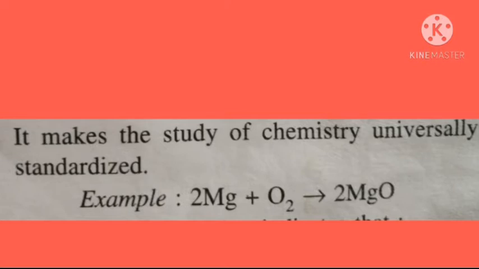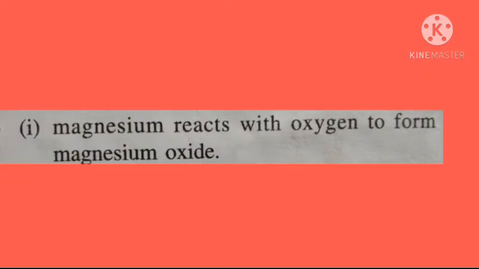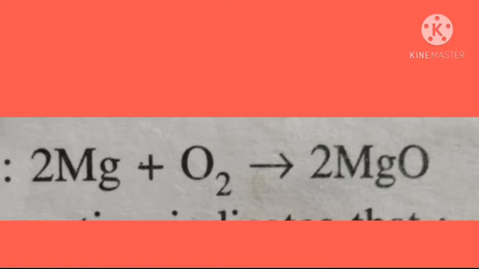So we are going to start this example. With the help of this example, I will explain. The example is magnesium reacts with oxygen, forming magnesium oxide. So how will we write this in the form of a chemical reaction? 2Mg plus O2, then we give the arrow. The new product is 2MgO.